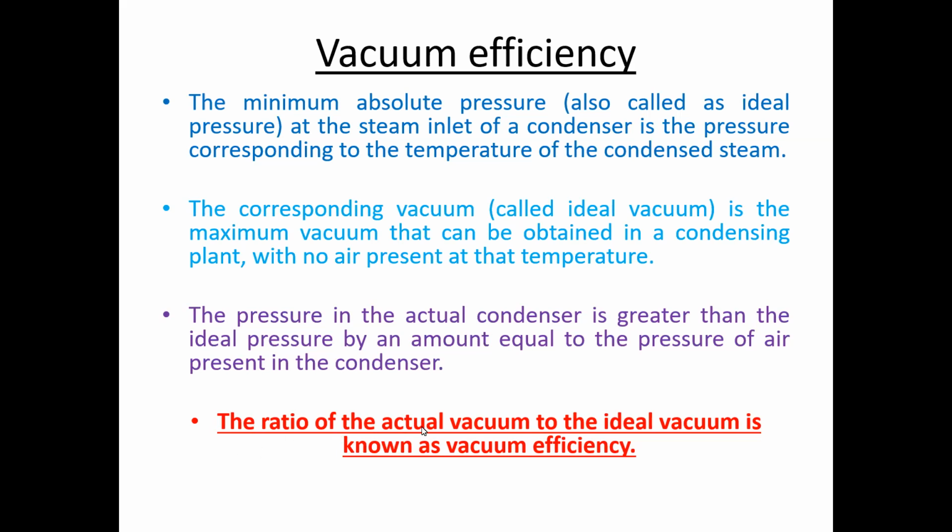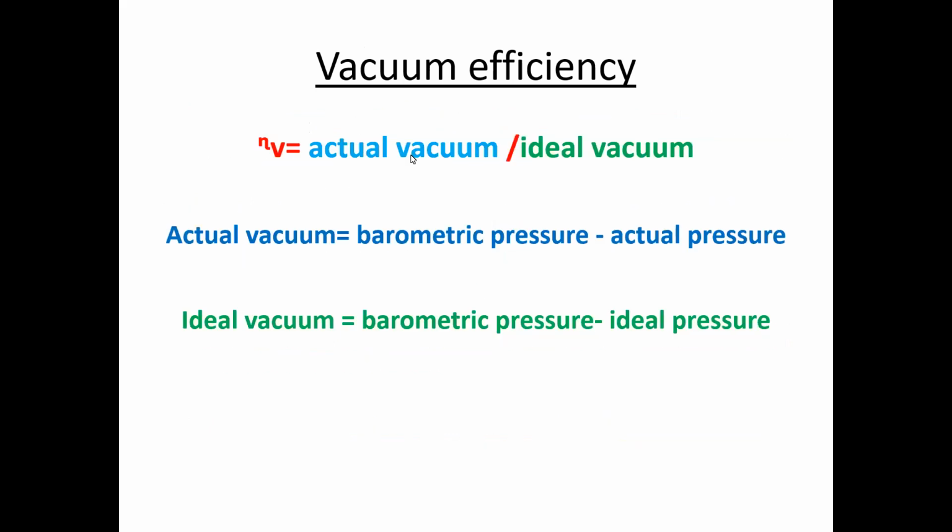So the ratio of actual vacuum, this one, actual vacuum, no, this one is the ideal vacuum. The ratio of the actual vacuum to the ideal vacuum is called the vacuum efficiency. So mathematically, it can be written like this: actual vacuum divided by ideal vacuum.